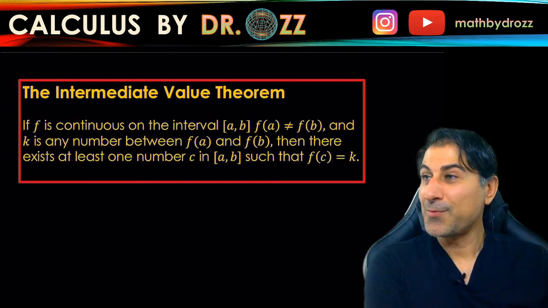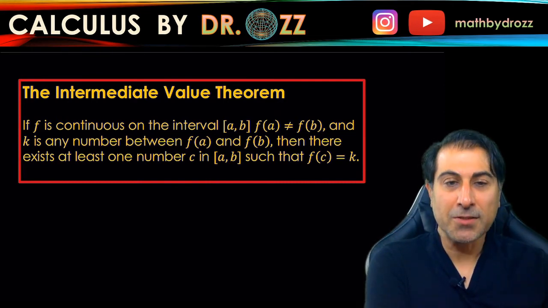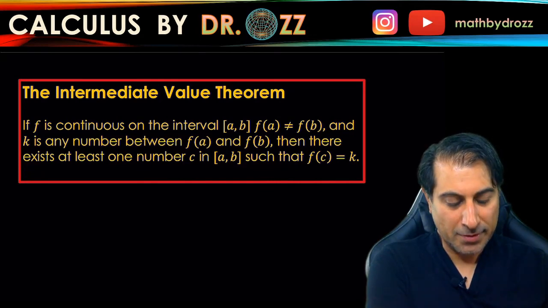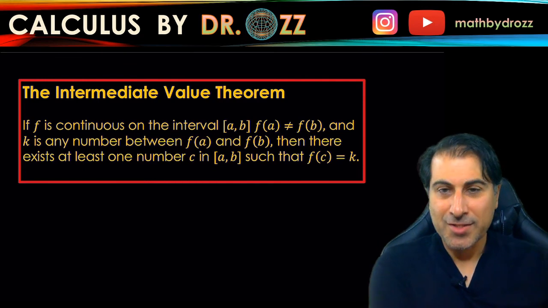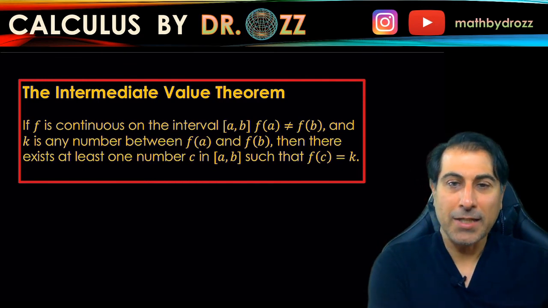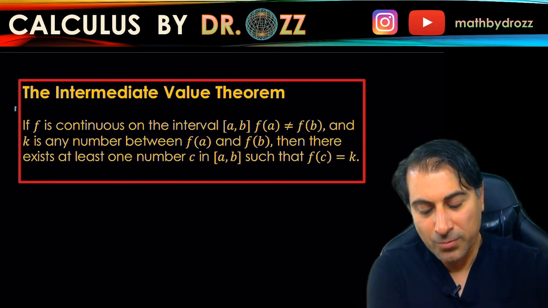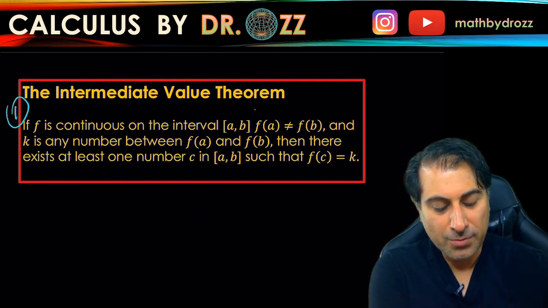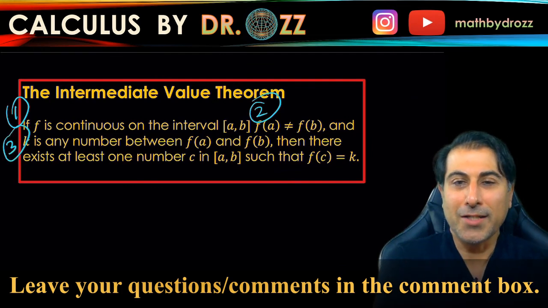All right, so we applied the intermediate value theorem to a given function on the given closed interval, and we came up with the answer by solving an equation. But here the catch is that before you apply the intermediate value theorem, you have to check all three conditions, number 1, number 2, and number 3, before you apply the theorem.